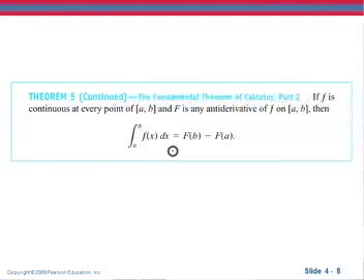If f is continuous at every point of [a, b], and capital F is any antiderivative of f on [a, b], then the integral from a to b of f of x dx is capital F of b minus capital F of a. In other words, we evaluate our antiderivative at b and subtract off what we get when we evaluate our antiderivative at a.